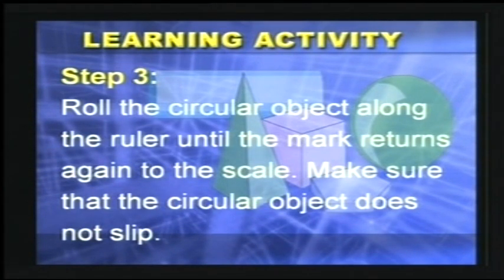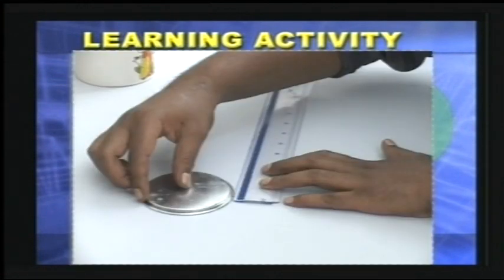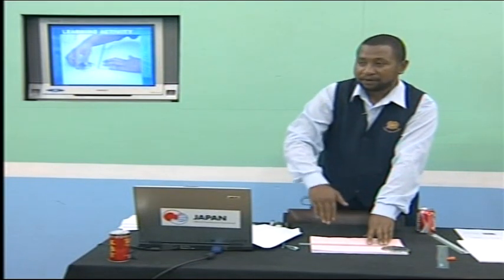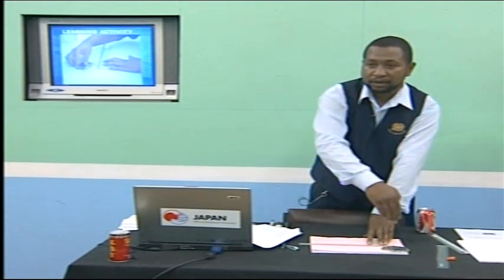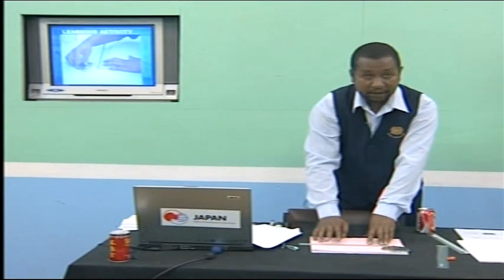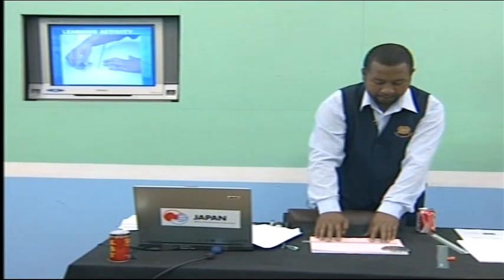Class, with the help of your friend, you should be pressing the ruler firmly against the desk. Now, your other friend, you hold on to the circular object and try to roll it over until it returns to the mark again. And make sure the circular object must not slip over the ruler. It must be straight on the ruler moving towards the marking point. Is that clear?